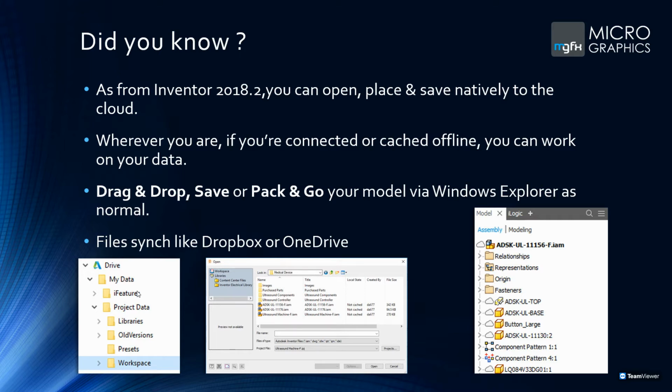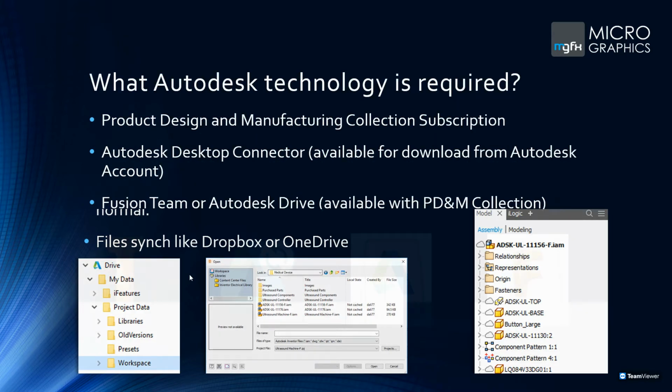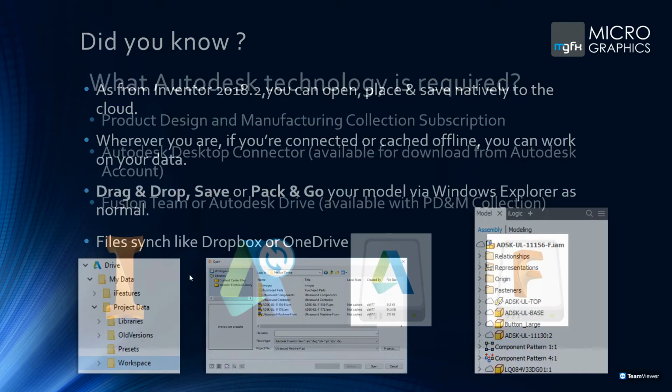Using things like drag and drop, save, or Pack and Go. Pack and Go is an Inventor term to get all your models together. In your Windows Explorer, you're able to then go and share that information. So this works like your Dropbox or your OneDrive. Once you install OneDrive, you'll have a little virtual drive, and by pushing things into that virtual drive, it then syncs up to the cloud. So that's kind of how the Autodesk philosophy works.